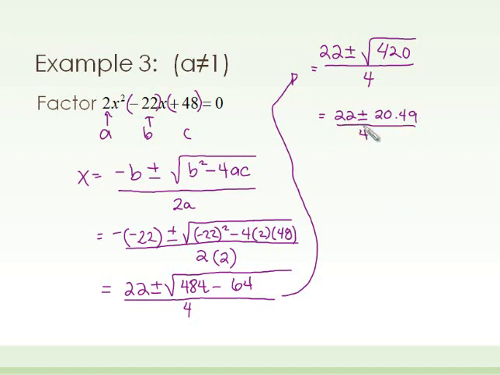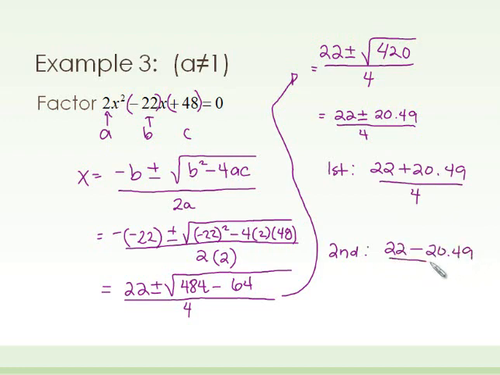Now here's where we use the plus and minus. What the plus and minus means is that you have two solutions. The first solution will use the plus sign, so that'll be 22 plus 20.49 divided by 4. The second solution will use the subtraction sign, so 22 minus 20.49 divided by 4. So once you have those, that will be your final solution for x.